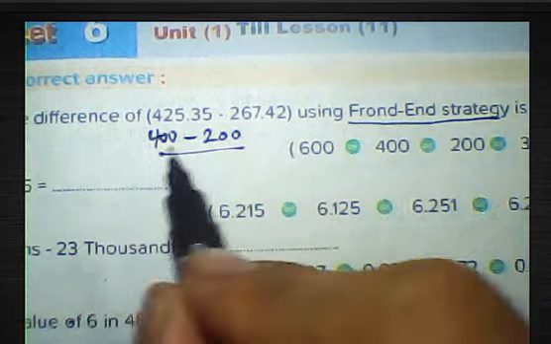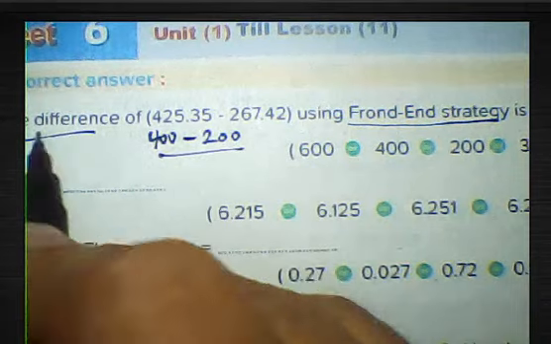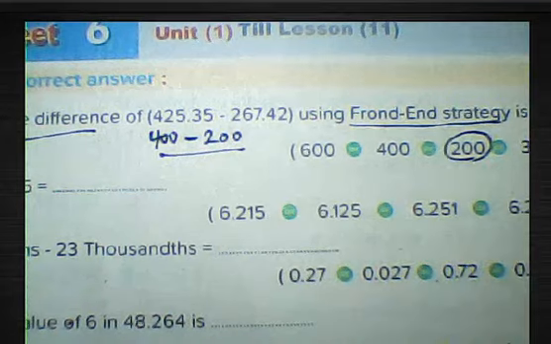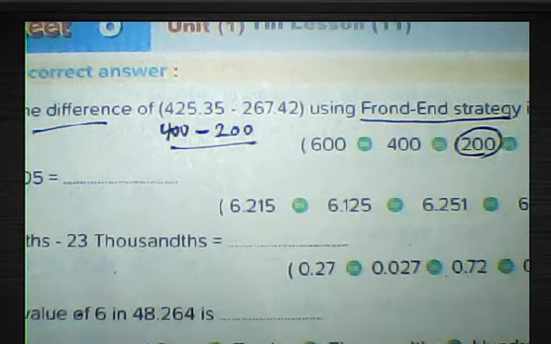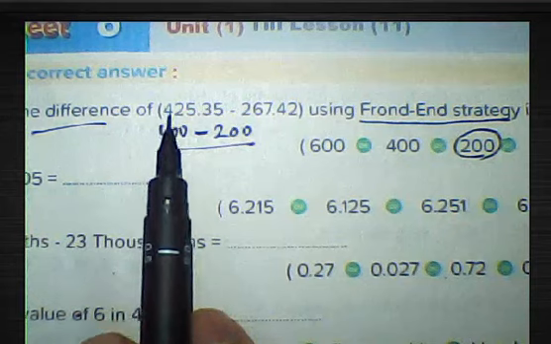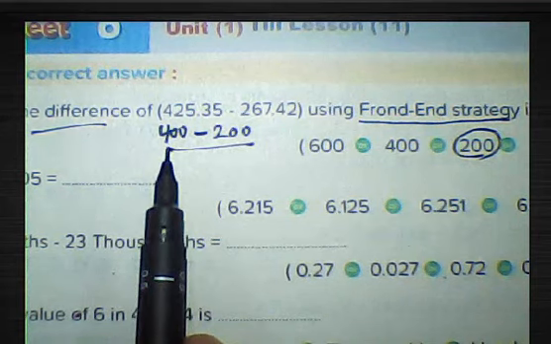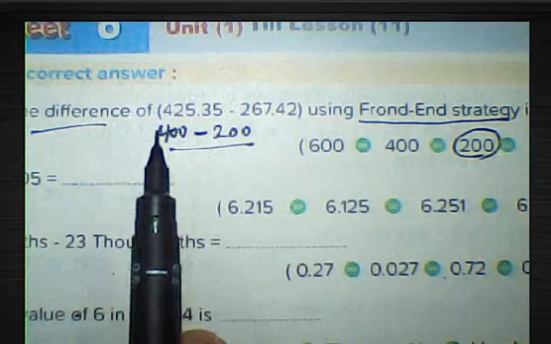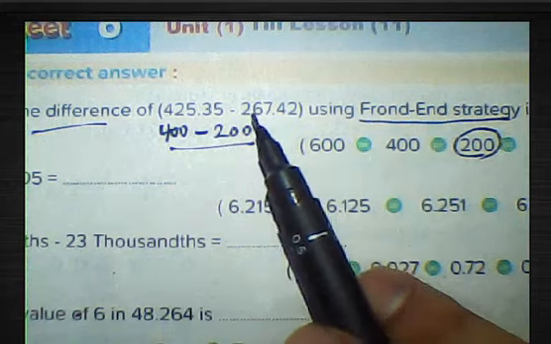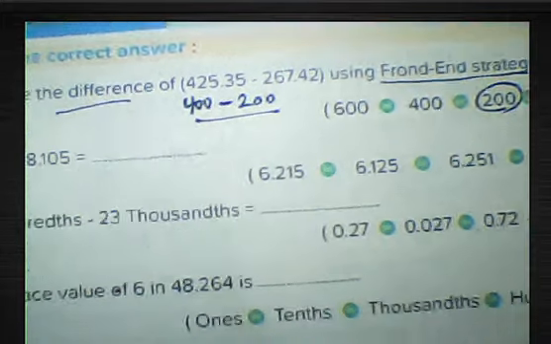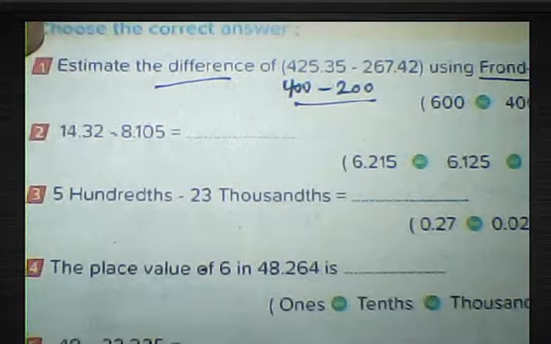You want to find the difference between them. It means 400 subtract 200, it will be 200. By using the front-end strategy, write the digits on the left. 4 lies in 100, it will be the value of 400. The value of this digit 2 will be 200. 400 subtract 200, it will be 200.